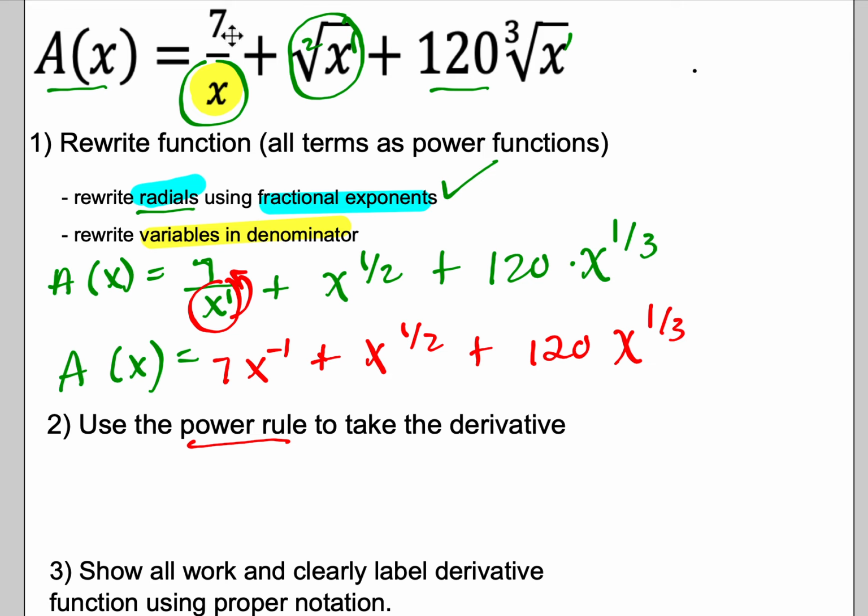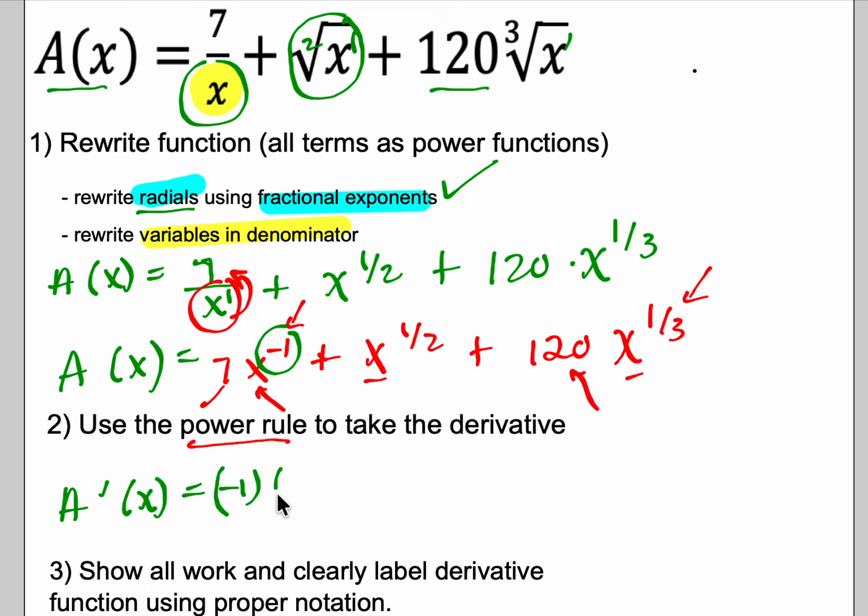I have a power, every term is a power function. I have a constant times a variable raised to a power. Variable raised to a power, a constant times a variable raised to a power. And so I can apply the power rule. So only now am I going to take the derivative, A prime of x. And the way I do that is I take my exponent and I bring it down. So that's -1 times 7x.